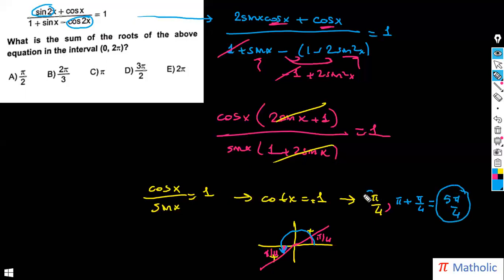So I have two answers. The question says sum of the roots. So we are going to add pi over 4 and 5 pi over 4, which makes 6 pi over 4, and it is 3 pi over 2.